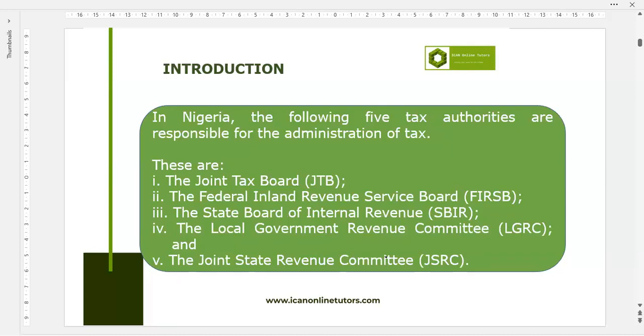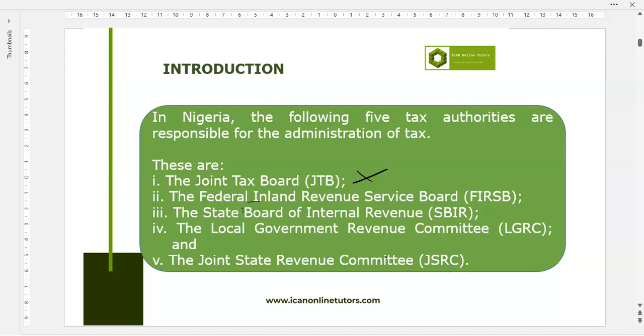So in Nigeria, the following five tax authorities are responsible for the administration of tax. We have the Joint Tax Board, which is like a middleman between the Federal Internal Revenue Service and the State Board of Internal Revenue Service. These guys settle disputes that may arise between the Federal Internal Revenue Service Board and the State Board of Internal Revenue Service. As we progress in the class, we look at the composition of each of these tax authorities.